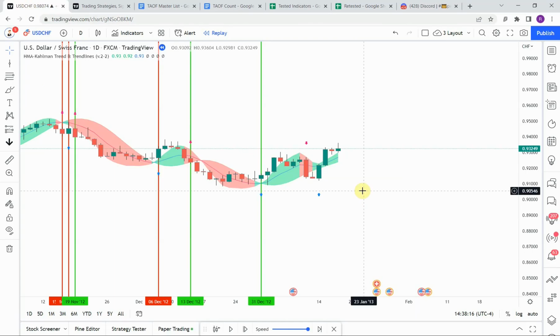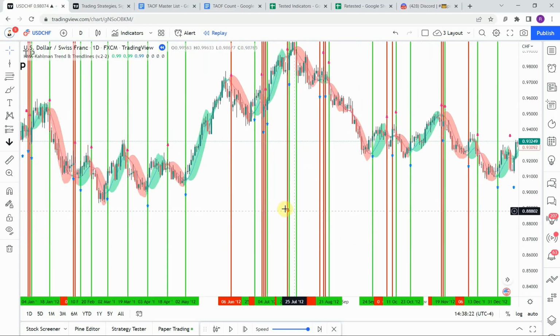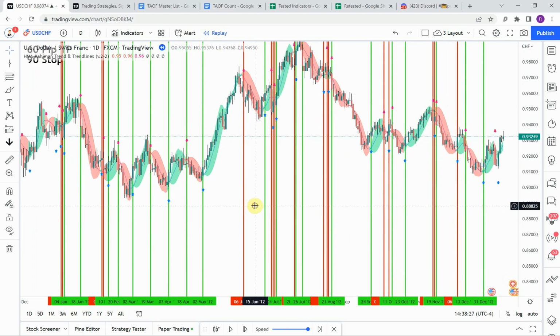All right, back to our indicator here. Let's go ahead and get this in focus here. All right, so quite a few trades within the 1 year's time. Let's go ahead and count it out.